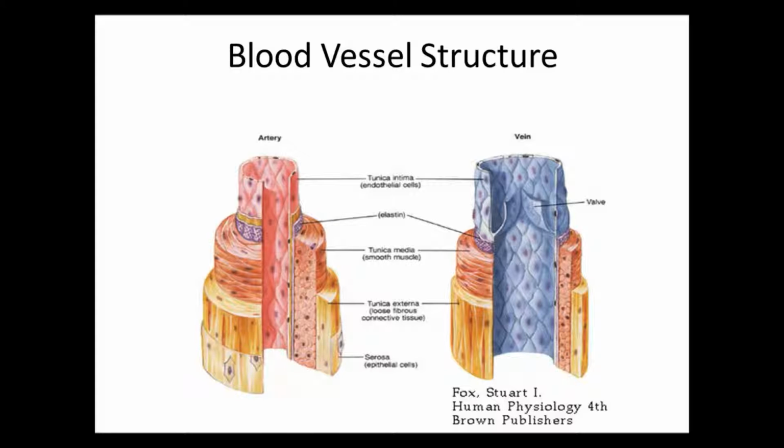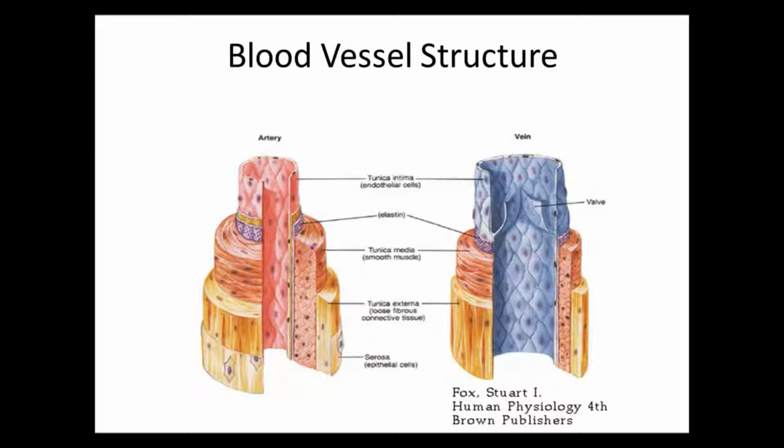It also consists of smooth muscle, which allows the artery to contract and relax. The outer layer is composed of connective tissue. This gives arteries their strength and anchors them to surrounding tissue.